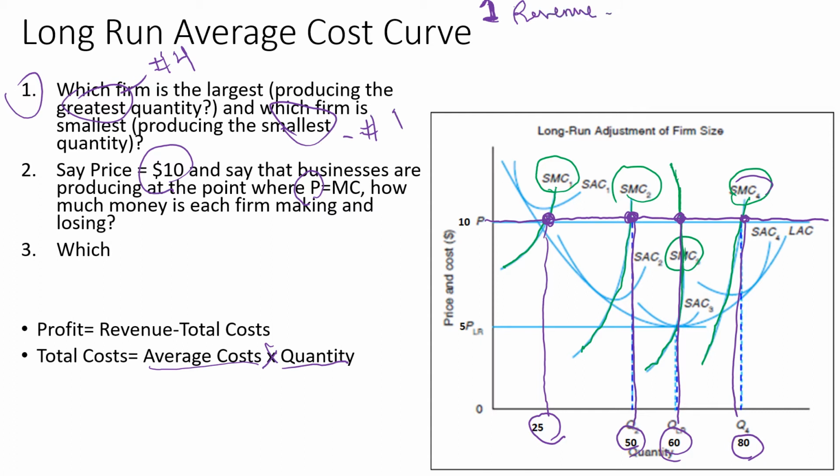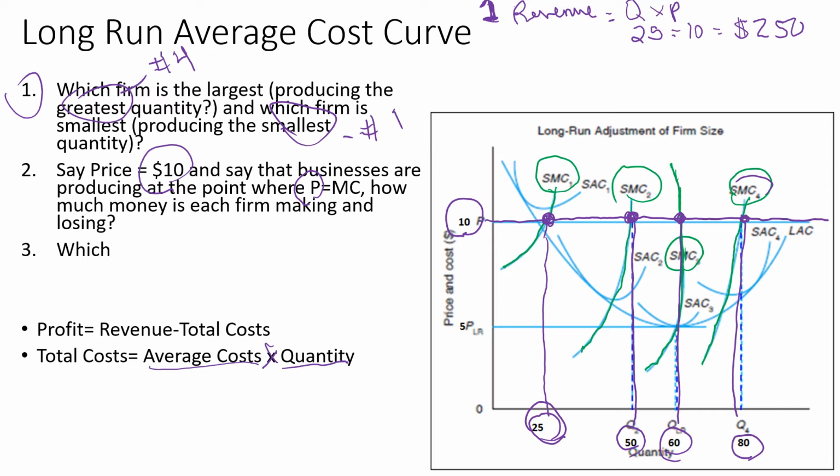Revenue is going to be the quantity that they produce and sell times the price that they sell it for. So the quantity that firm 1 produces, again, is 25, and the price that they sell it for is 10. So that's $250 revenue for firm 1.